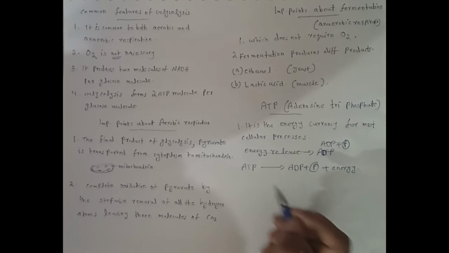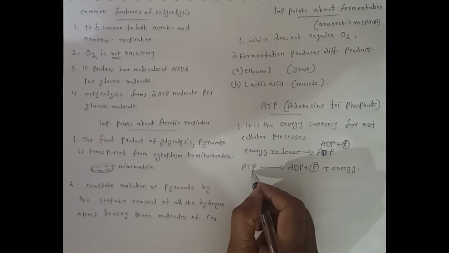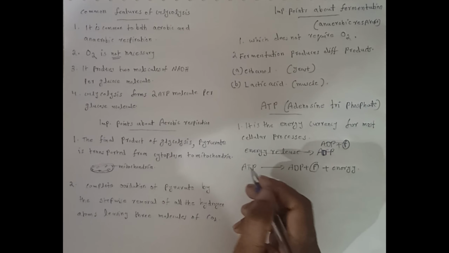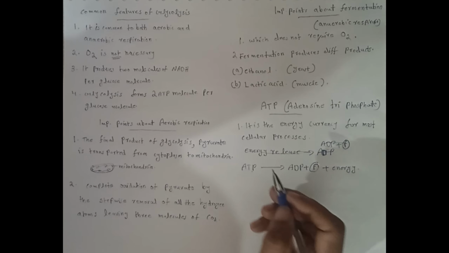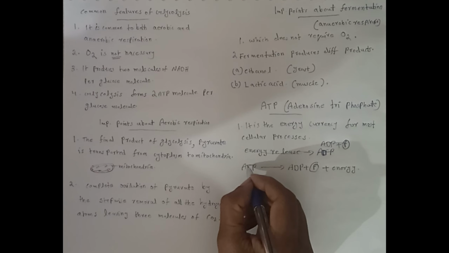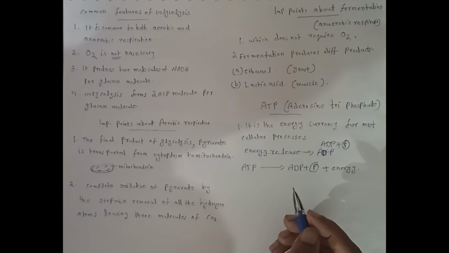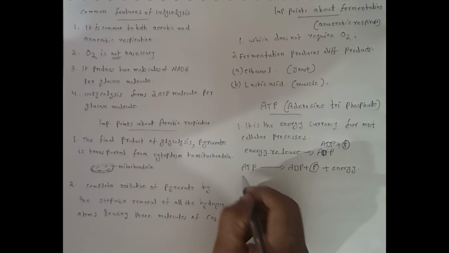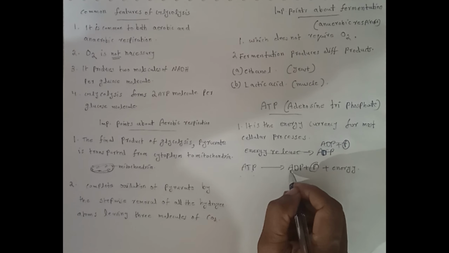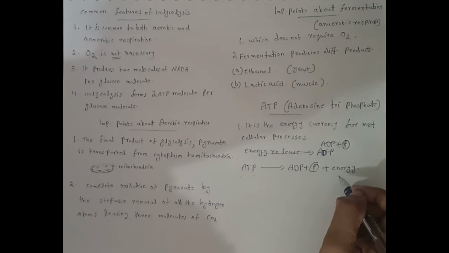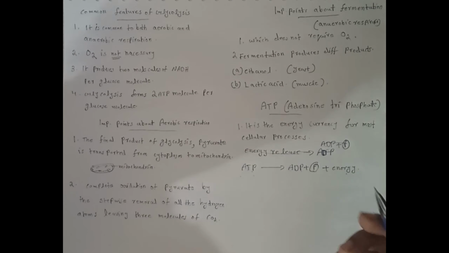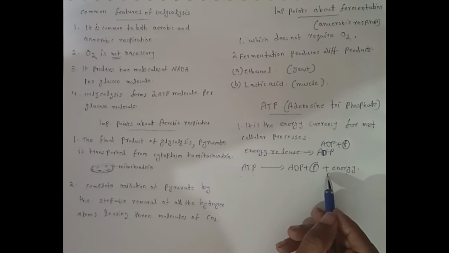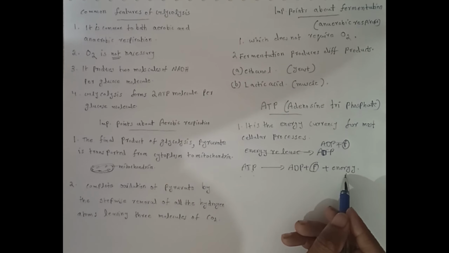All cellular activities need energy. The energy is stored in the form of ATP. If energy is utilized or released from the ATP molecule, it forms ADP plus phosphate plus energy. The binding energy of the phosphate molecule with ATP is detached and energy is released.